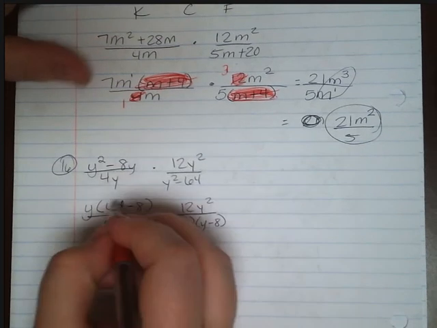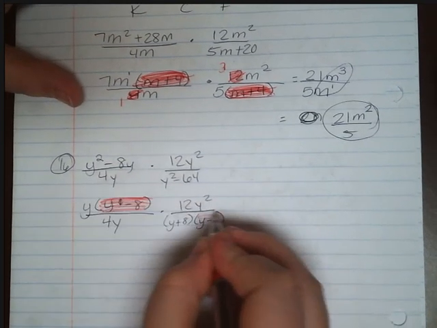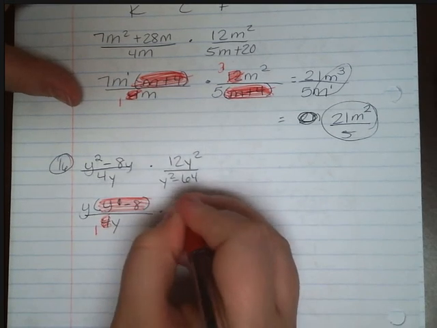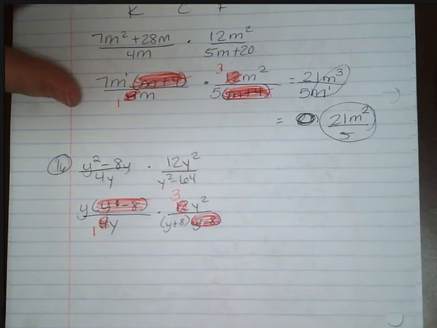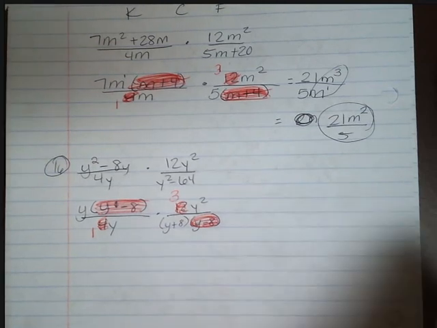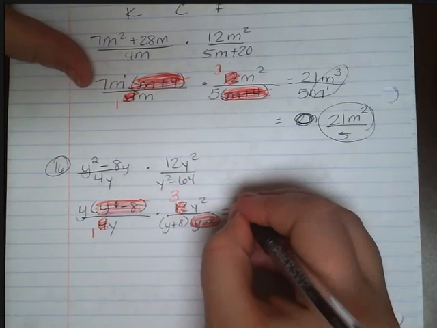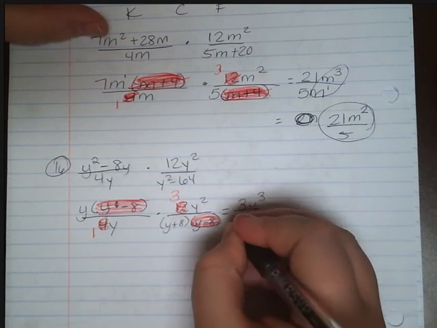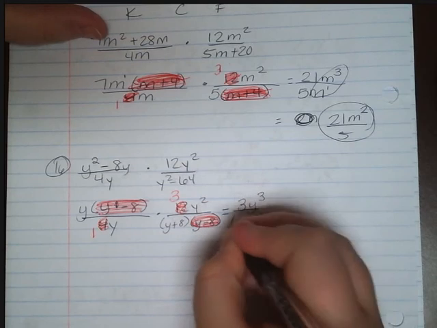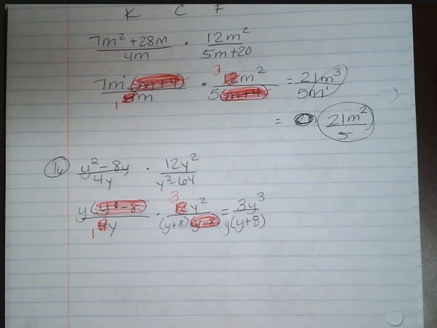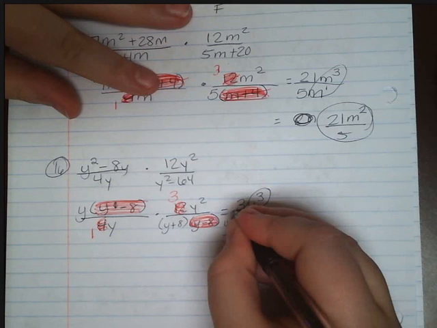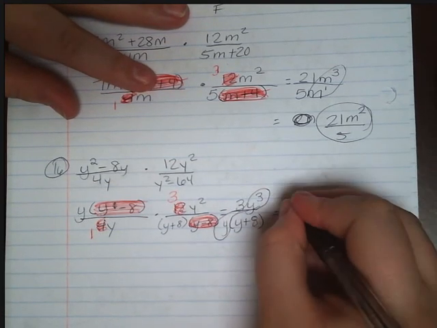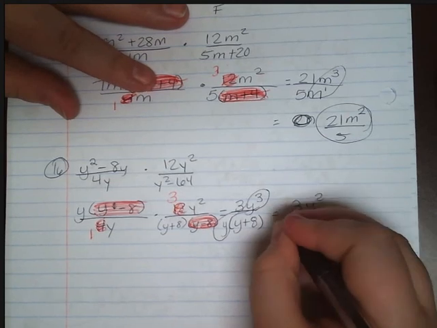So my y minus 8s are going to cancel. And that 4 and that 12 are going to give you a 1 and a 3. Feels very similar to the last problem. So I'm left with 3y to the third divided by y plus 8, and then there's a y in front. Now these y's here are going to simplify to give you 3y squared divided by y plus 8.